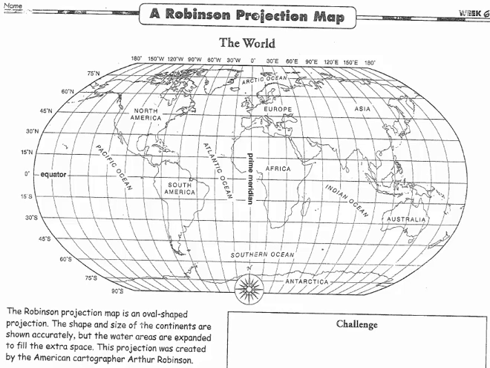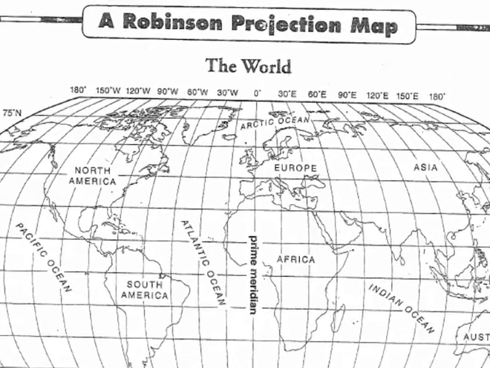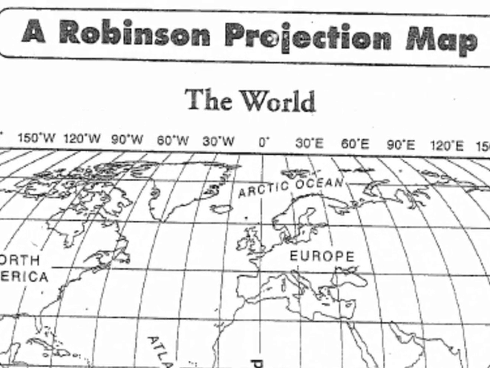Hey guys, welcome to another week of Daily Geography Video Helper. This is week 6. It's called a Robinson Projection Map. We know that from the title, of course, at the top.